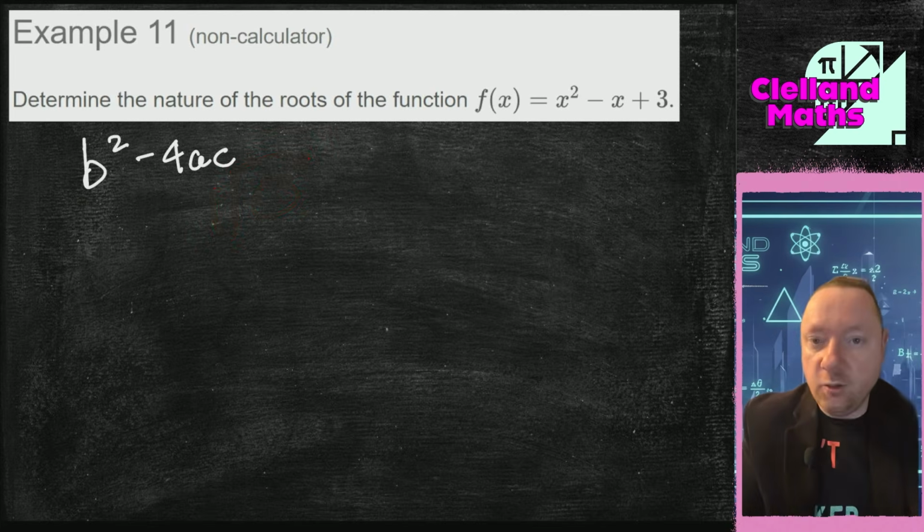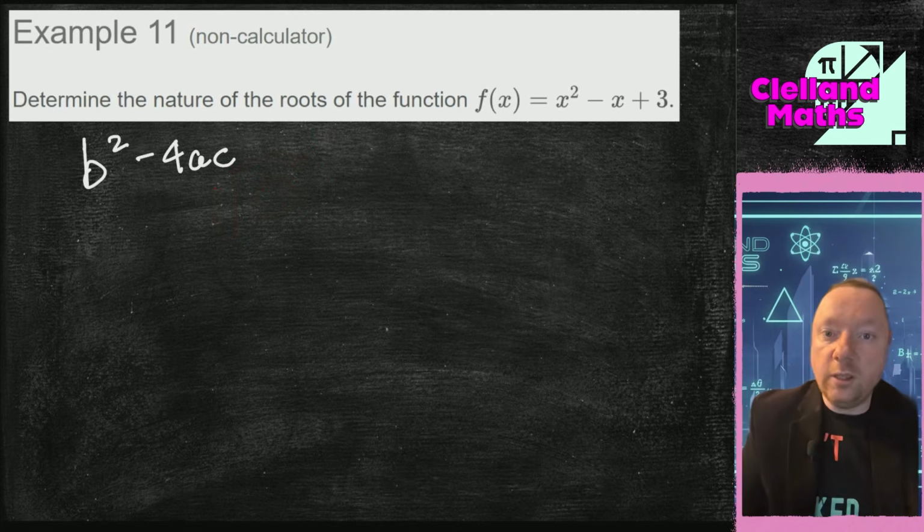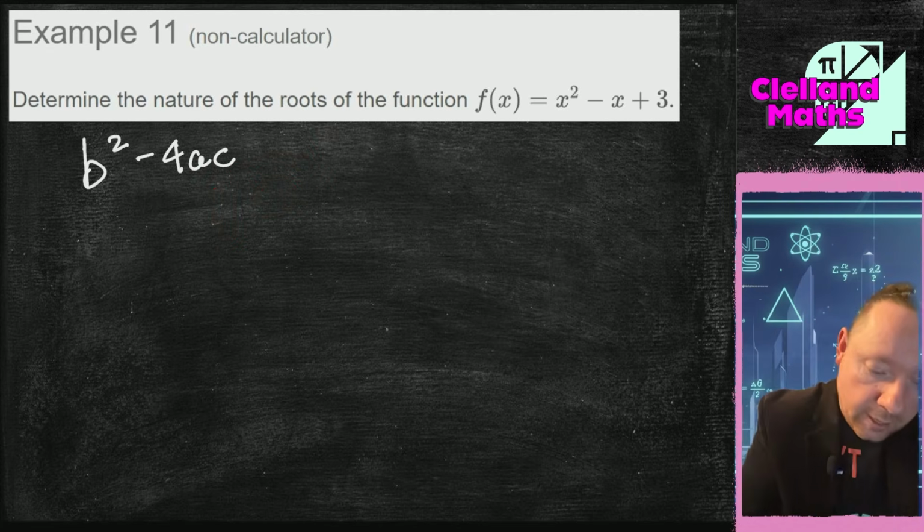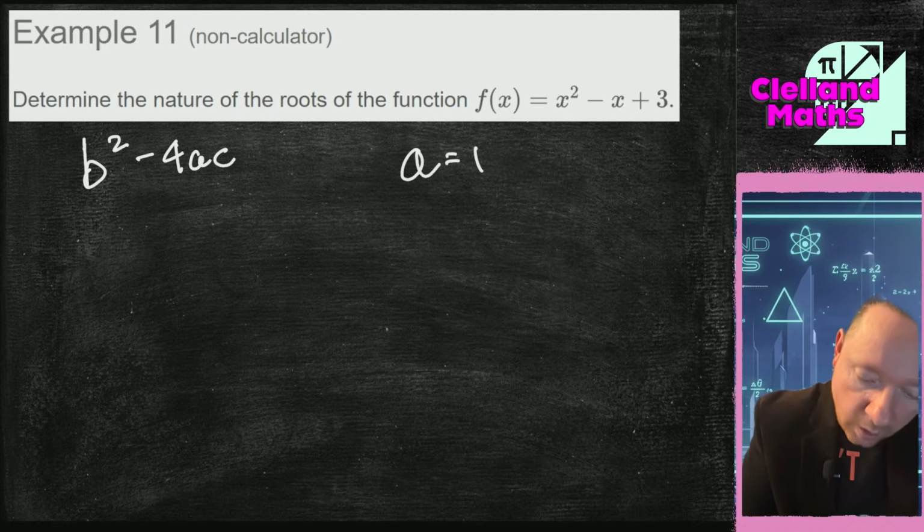And if it's positive, you're getting 2 answers because you get a positive and negative answer when you square root, plus or minus a number. So that's the kind of idea. So A is 1, B is minus 1, C is 3.